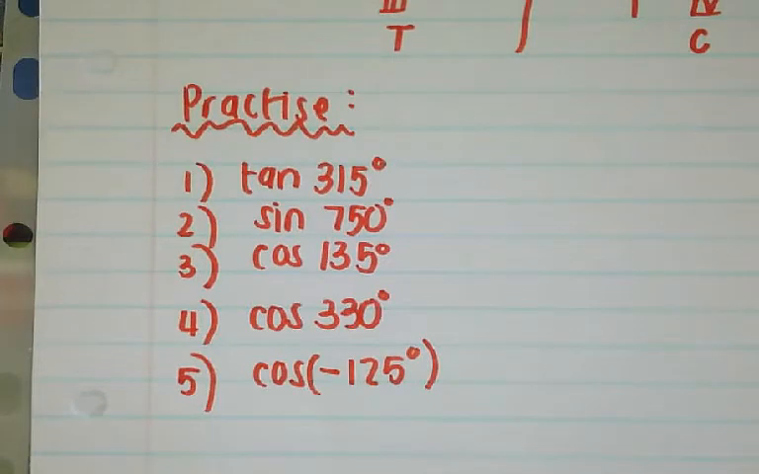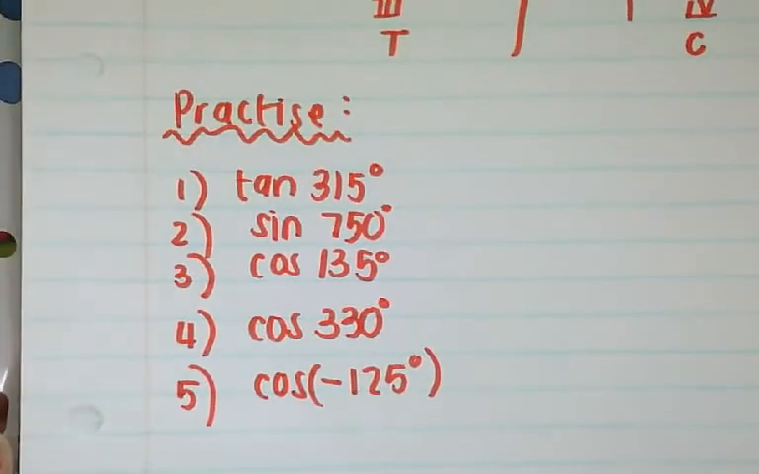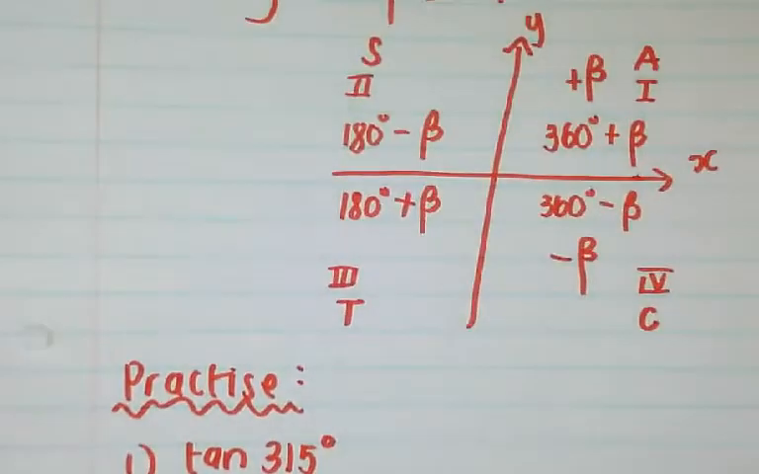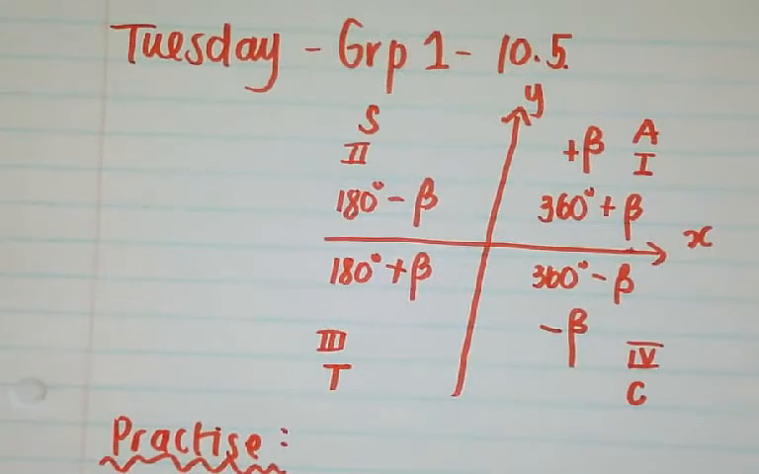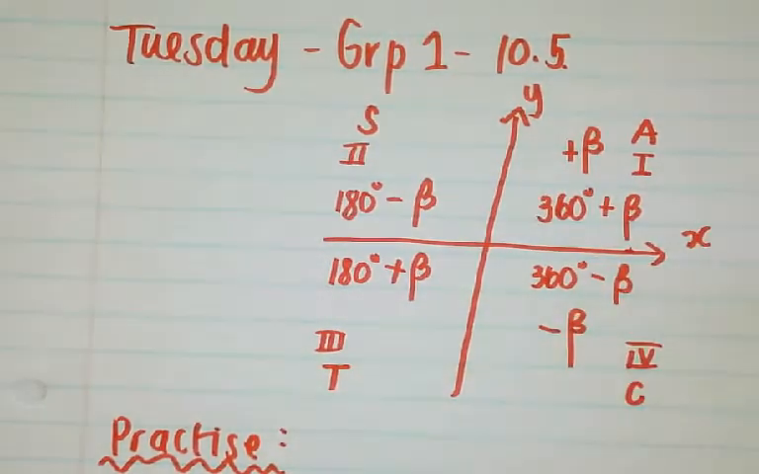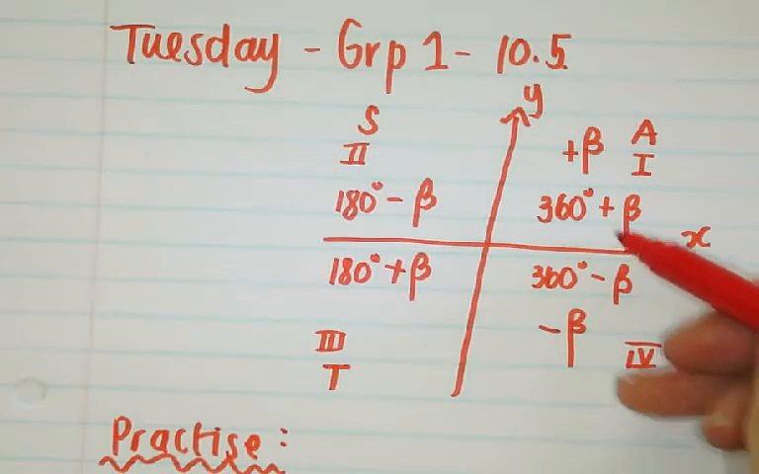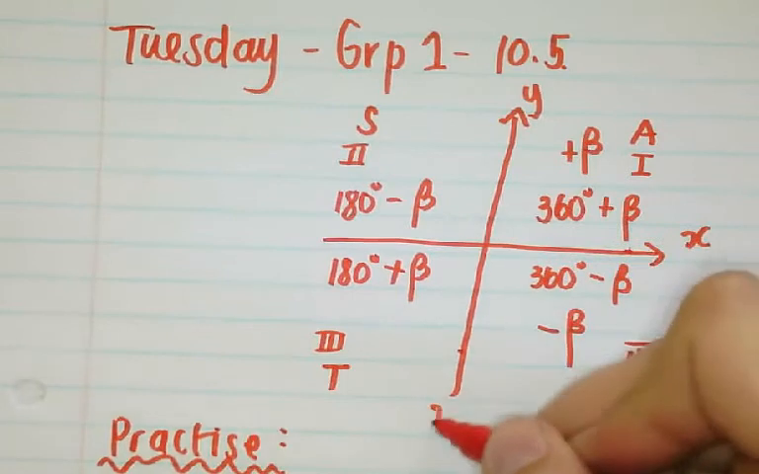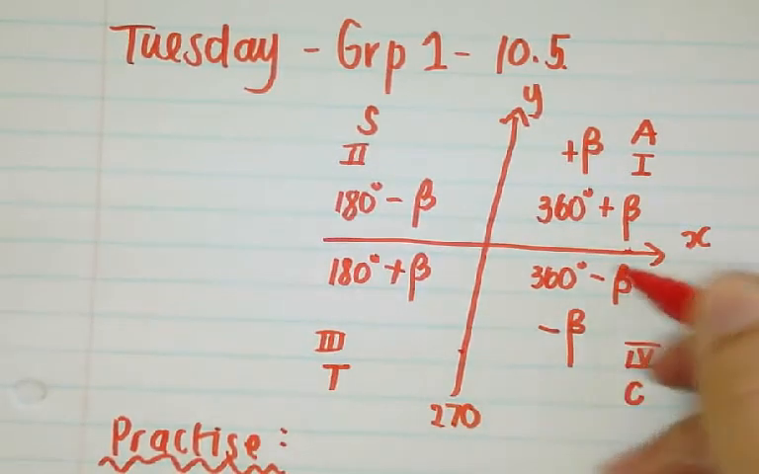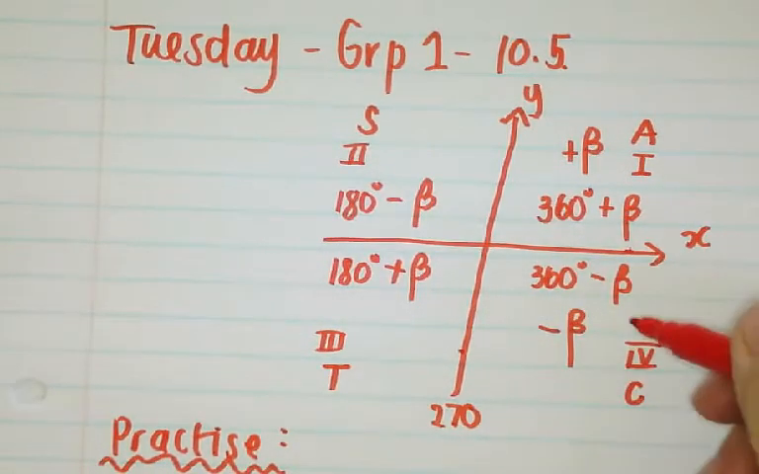So use your reduction formula and reduce it to an acute angle. So let's pay attention to the first one. On the board, please. 315, quadrant 1, 2, 3, or 4? 315, so if that is 270, then 315 has to be in quadrant 4.